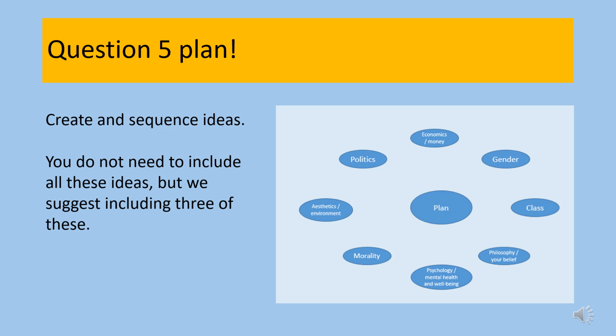We suggest that you include some of these ideas in your planning. You do not need to include them all, but we suggest including around 3 of these. That might be thinking about the issues of economics or money related to the statement, how this might impact gender, class, people's beliefs, mental health and well-being or psychology, morality, aesthetics or the environment, and politics. Again, you do not need to include all of these, but we'd suggest considering 3.